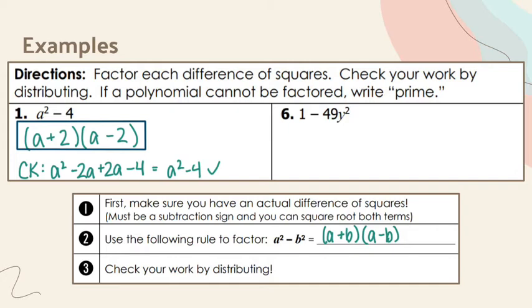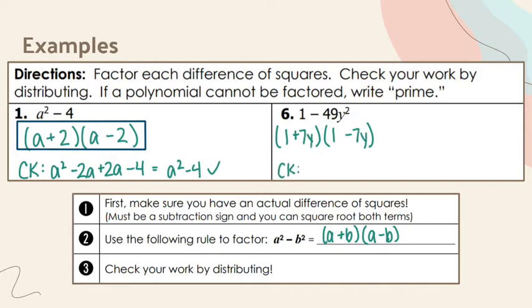So we're going to skip down to number 6. The square root of 1 is 1. The square root of 49y squared is 7y. And this is a difference, so we are okay to use our rule. Now we're going to set up our binomials. So we'll have one with a plus and one with a minus. The square root of 1 is 1, so we will put a 1 in both first terms. The square root of 49y squared is 7y, so that's going to be both of our second terms.